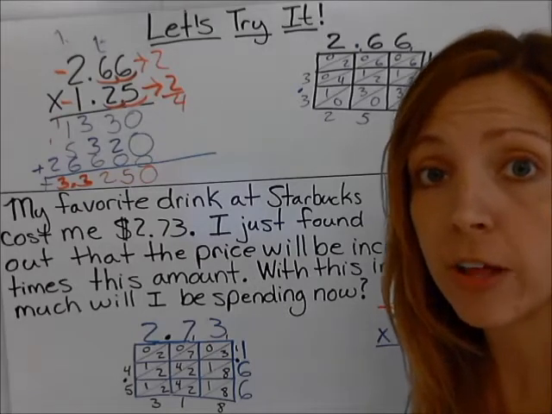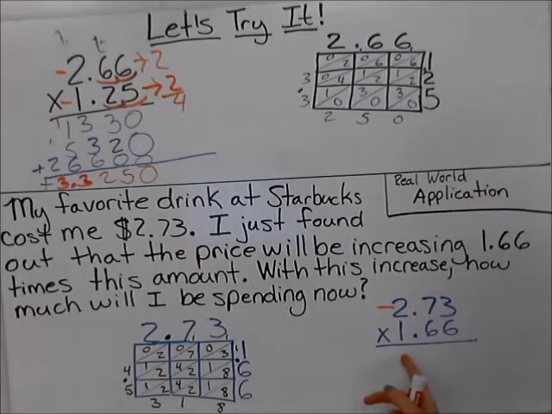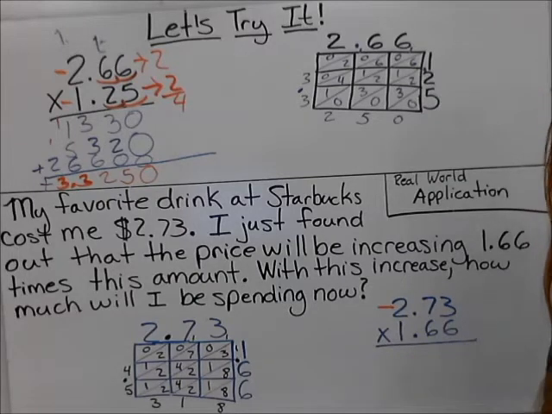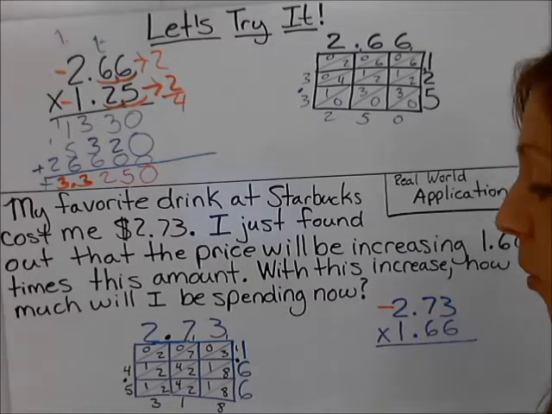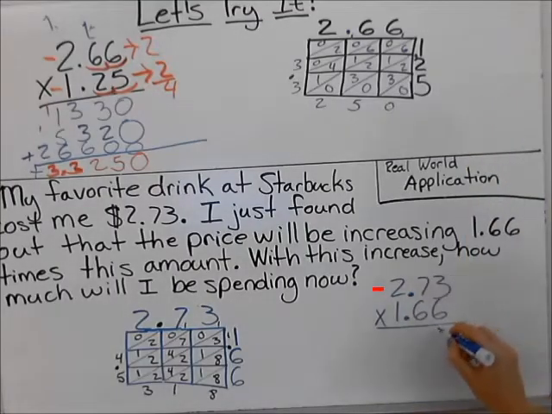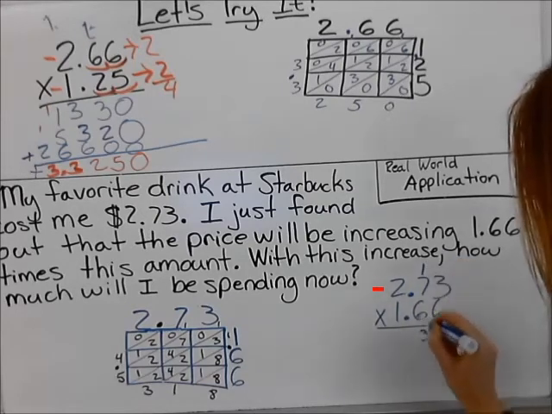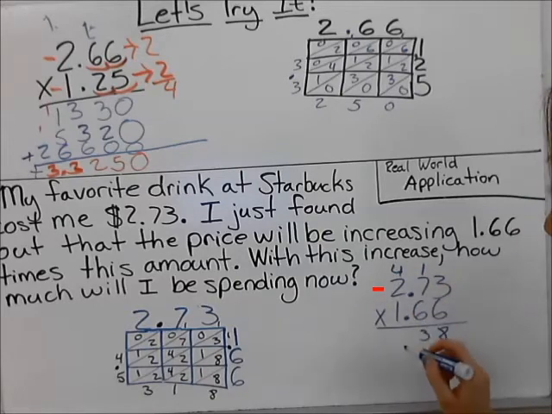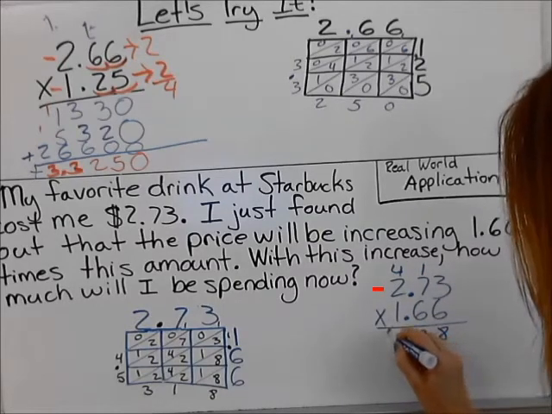So $2.73. The increase is 1 and 66/100. I'm going to multiply those two to find out what the total increase is. 6 times 3 is 18. 6 times 7 is 42, plus 1 is 43. 6 times 2 is 12, plus 4 is 16.